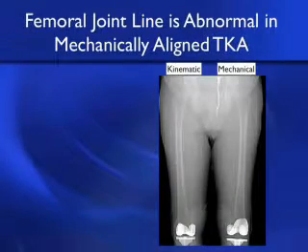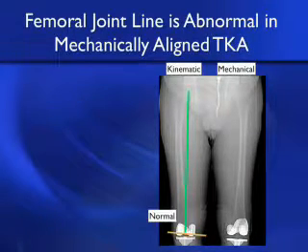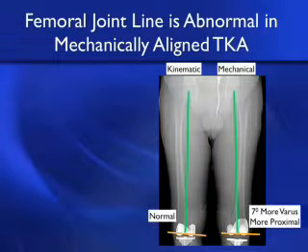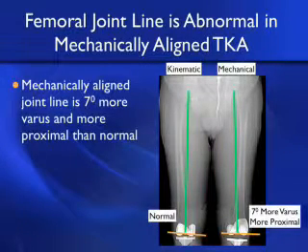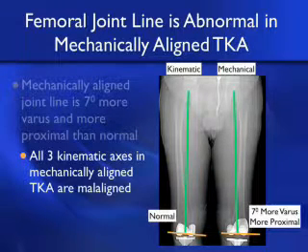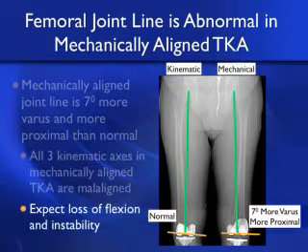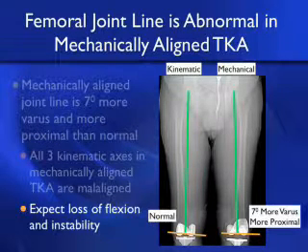Now, if we look at the femoral joint line, it's abnormal in the mechanically aligned knee compared to the kinematically aligned knee. And here you can see the normal joint line is in valgus with respect to the mechanical axis of the femur, and in the mechanically aligned knee it's actually switched to varus, and the difference between the two knees is 7 degrees more varus in the mechanically aligned knee, which actually raises the joint line and tilts it, and this means that all 3 kinematic axes in the mechanically aligned total knee arthroplasty are going to be malaligned, and you can expect some issue with the knee. Either it's going to be stiff, lose some flexion, or it's going to end up with some instability.